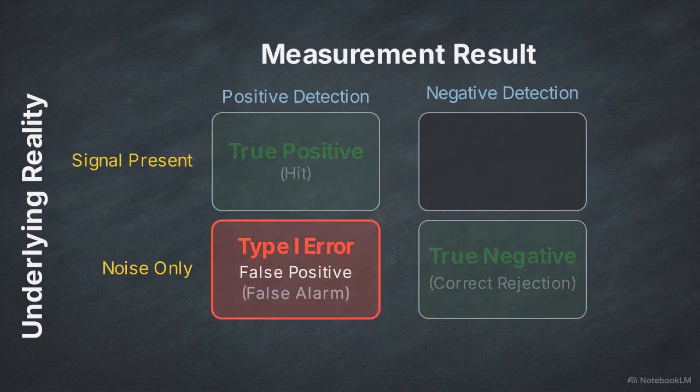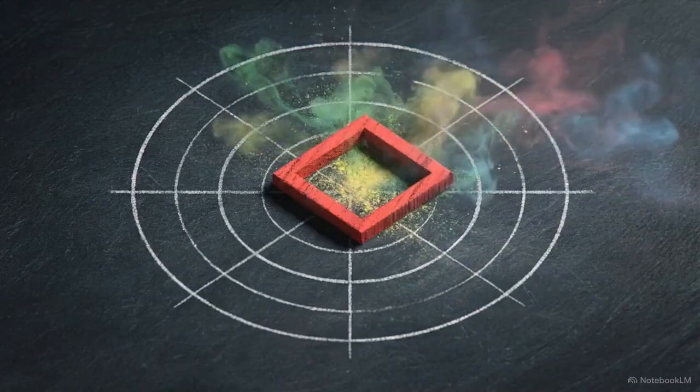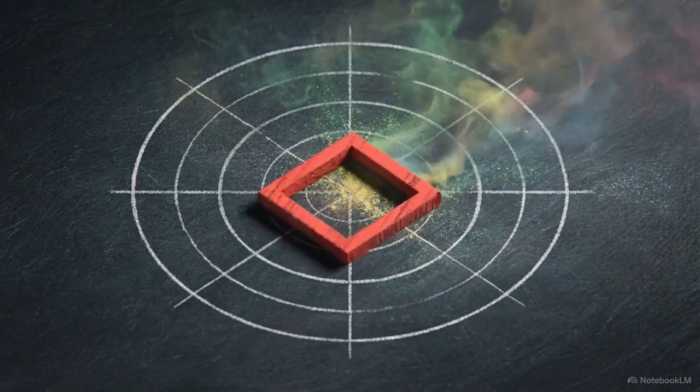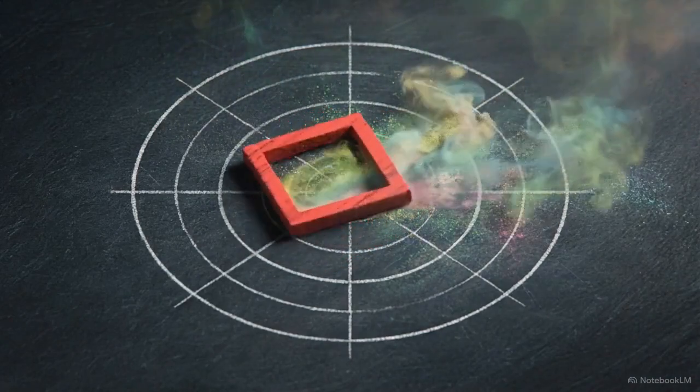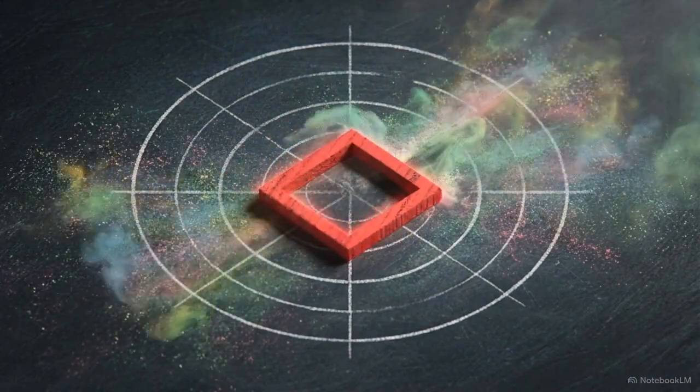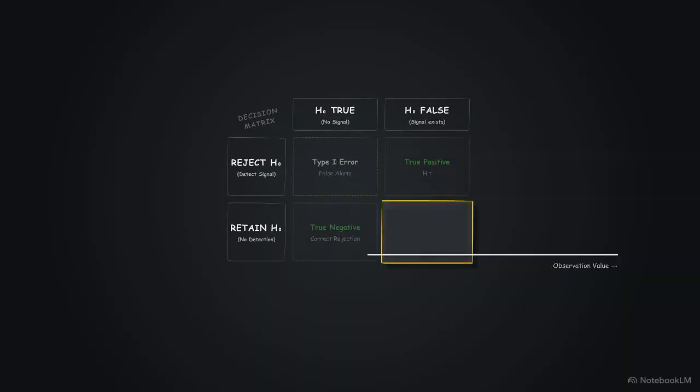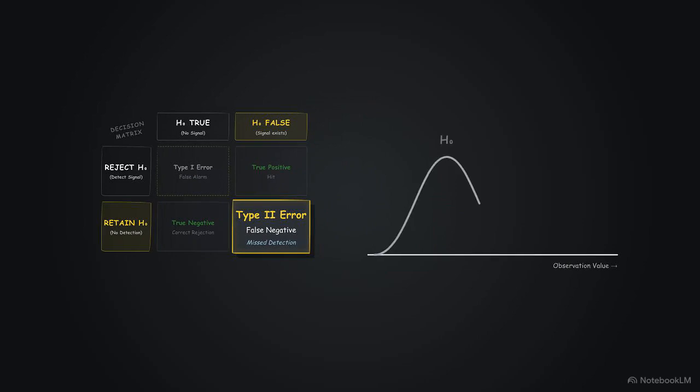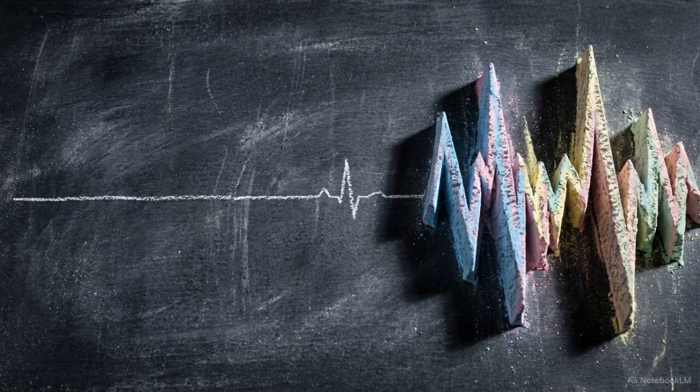The first is a type 1 error, commonly known as a false positive. This happens when our system incorrectly rejects a true null hypothesis, hallucinating a signal where there is only static. The second failure is a type 2 error, or a false negative. This occurs when our system fails to reject a false null hypothesis. The signal is real, but it is too weak, and we miss it entirely inside the noise.